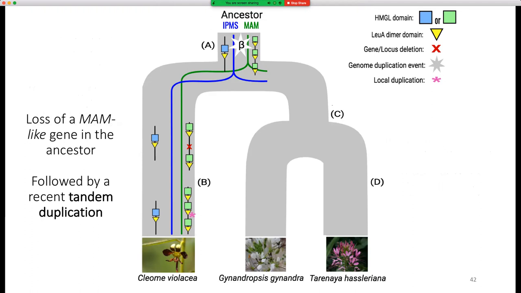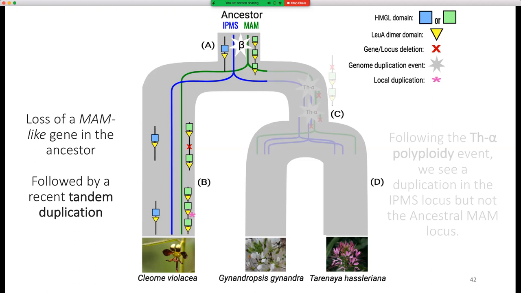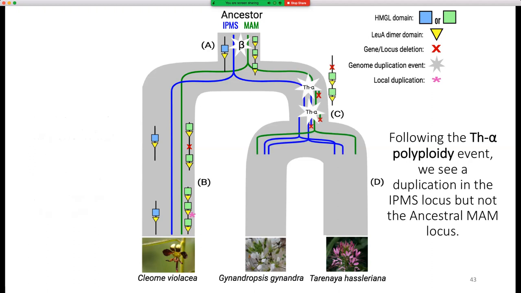So here in the Cleome violacea genome, we see losses and gains, and this kind of tandem duplication and loss is very common at the population level in the Brassicaceae. So we're seeing that the MAM locus in the Cleomaceae, or at least in Cleome violacea, is acting similarly to what we expect in the Brassicaceae. Then following the Th-alpha polyploidy event, duplication occurs in the IPMS locus.